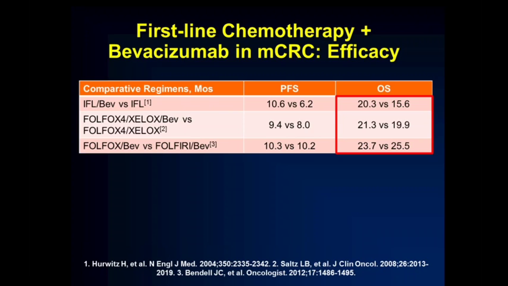The data using bevacizumab in frontline, in addition to chemotherapy, is quite solid, and that is combined with either FOLFOX or irinotecan-based regimen, showing anywhere from a 2-month to 5 months survival benefit, an overall survival benefit, by adding bevacizumab or Avastin in the front line.